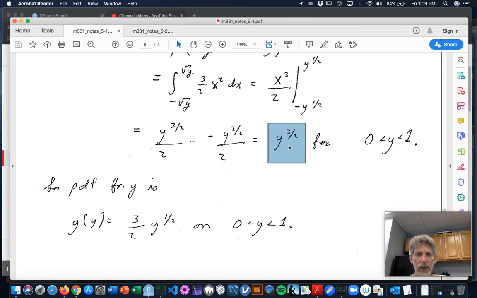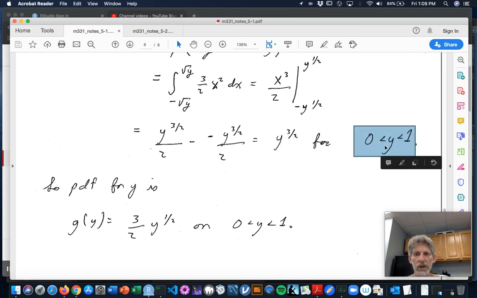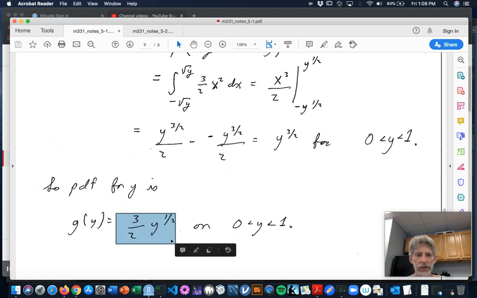Y to the 3/2, for 0 less than y, less than 1. And if you needed the PDF, great. It's just the derivative on that same support.